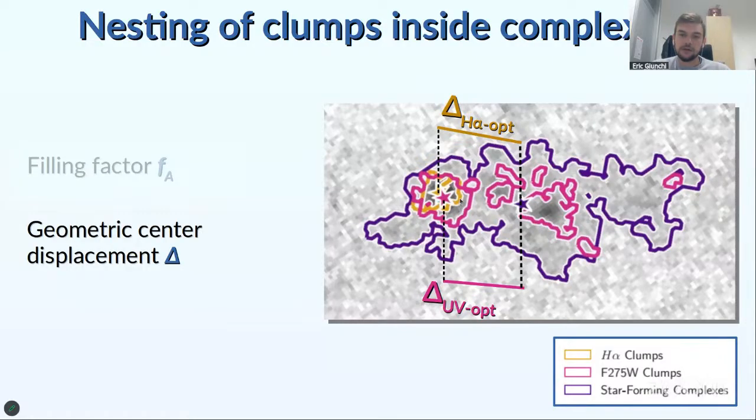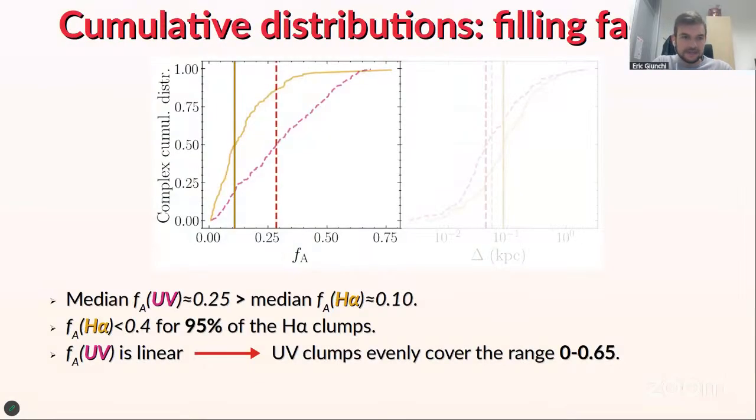And in principle, we expect the H-alpha displacement to be larger than the UV displacement because the H-alpha is tracing only the very young components, while in UV we have a broader interval of ages. So if there is a spread spatially correlated to the spread in age, we should see the UV clumps a bit closer to the center of the complex compared to young stars only. So we can study the cumulative distributions of these two quantities.